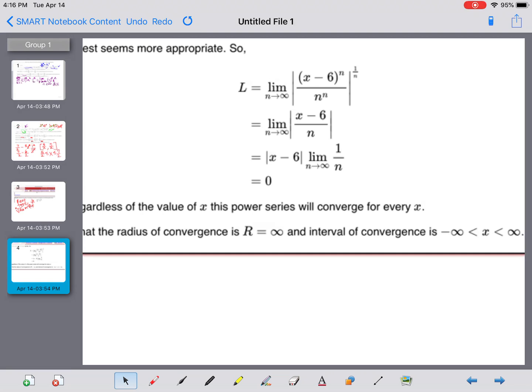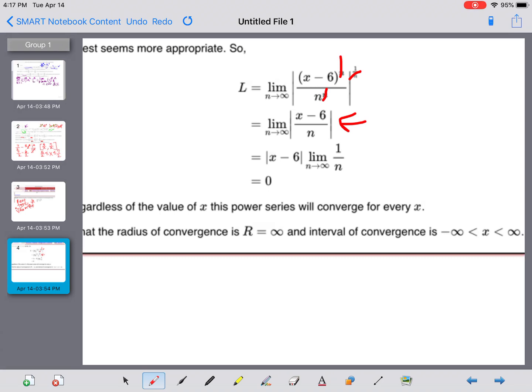So when we raise both the top and bottom of our power series to the 1 over nth power, well, very easy for us, the n exponents cancel out. So we're just left with the absolute value of x minus 6 all over n.